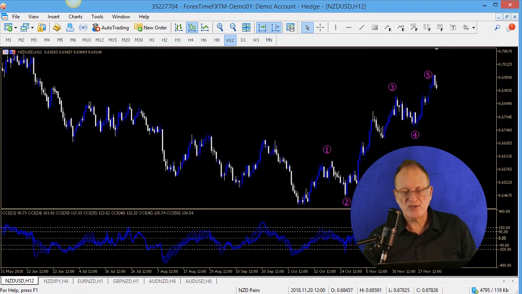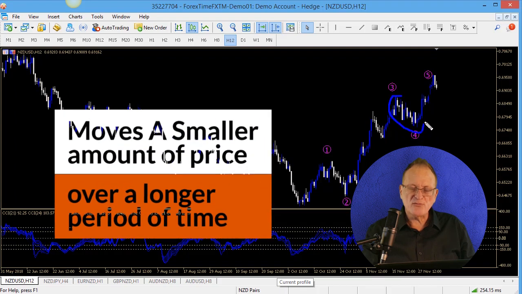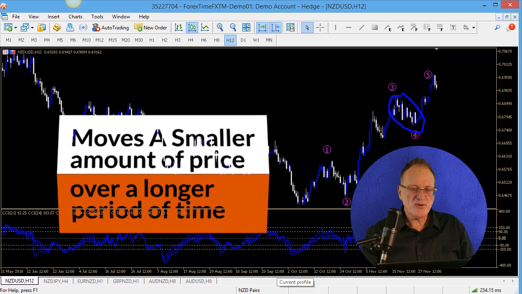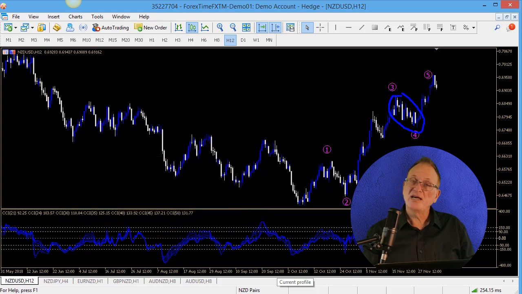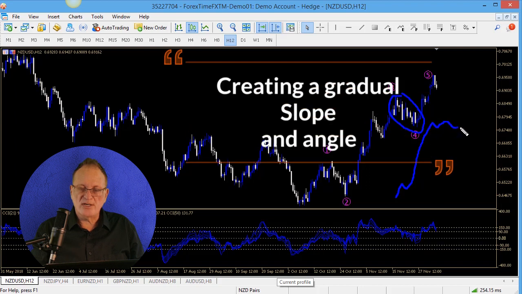But there is kind of a standard default view of looking at charts, and when you're looking at charts all the time, you will notice that a trend is moving a larger amount of price over a shorter period of time, and that causes a steeper angle. Then, during the time when it is correcting, it will move a smaller amount of price over a longer period of time, causing a lower angle, less steep. The obvious part of this would look like this.